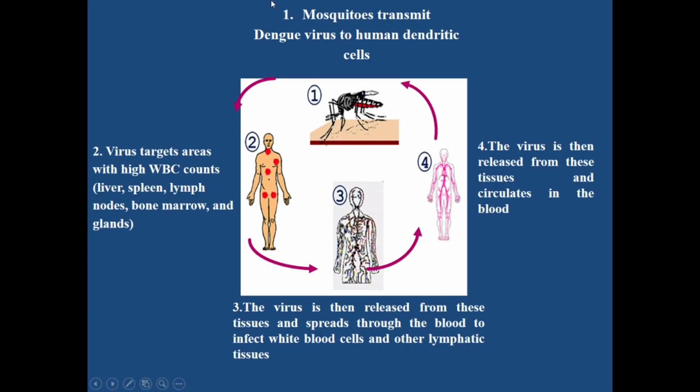So we can see here that the mosquito actually transmits the dengue virus to human dendritic cells. The virus targets areas with high WBC counts, for example the liver, spleen, lymph nodes, bone marrow, and the glands. The virus is then released from these tissues. They spread through the blood to infect the white blood cells and other lymphatic tissues, and then again they are released from the tissues and circulate in the blood.